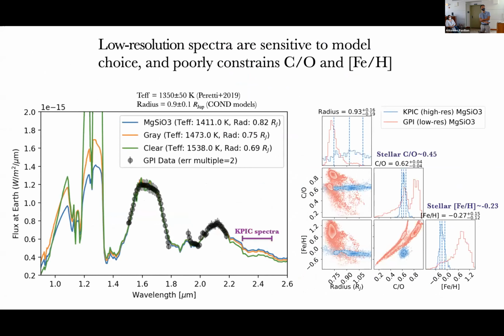On the other hand, we found that the low resolution spectra are very sensitive to the model choices, especially the cloud assumptions. On the left here, I'm plotting the GPy spectra in black and the 3 best fit models from the 3 cloud assumptions in color. While they agree well at the GPy wavelength range, they disagree significantly at shorter wavelengths.